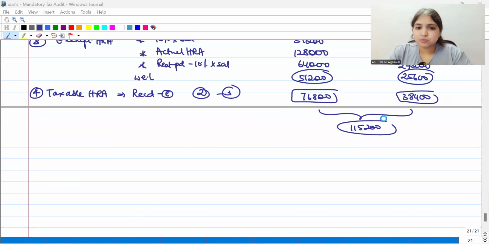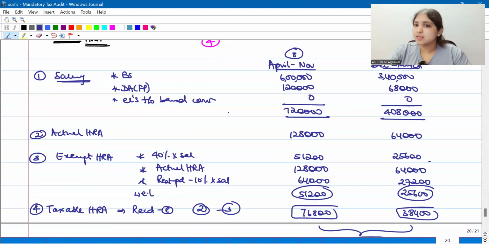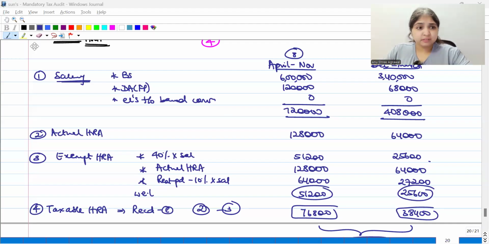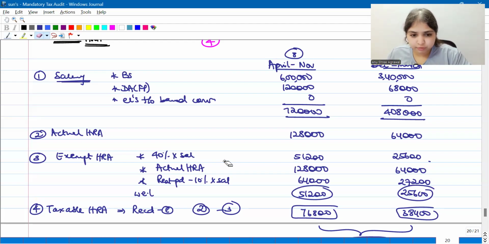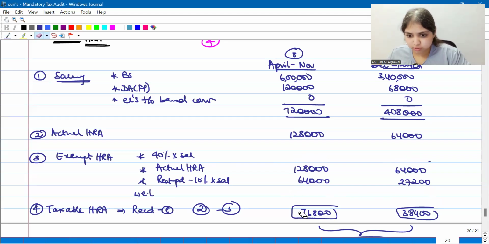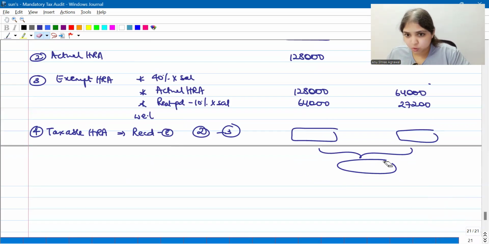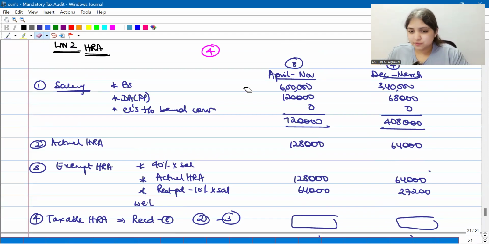Simple 4 steps, guys. First step, I'll compute salary. Second step, I will compute the actual HRA. Third step, I will see how much HRA was received. And last would be my taxable HRA. We've made one small mistake over here in the 40% calculations, because of which we'll have to redo a little bit.